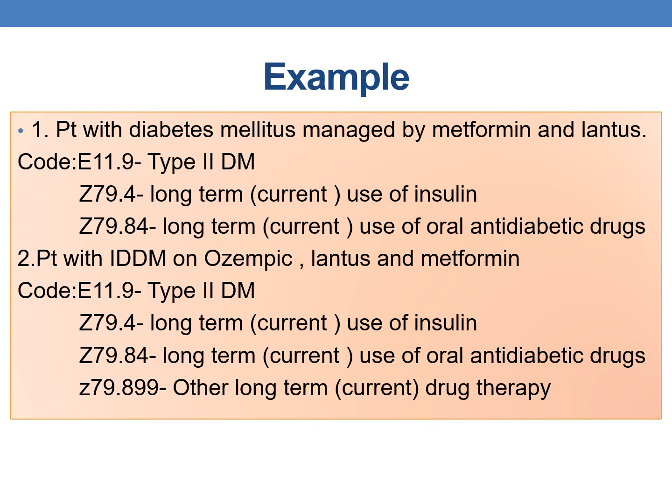Now let us discuss some examples. The patient with diabetes mellitus is managed by metformin and Lantus. Here the correct codes are E11.9, type 2 diabetes mellitus, followed by Z79.4, long-term current use of insulin, and Z79.84, long-term current use of oral anti-diabetic drugs, because the patient is managed by both metformin and Lantus.